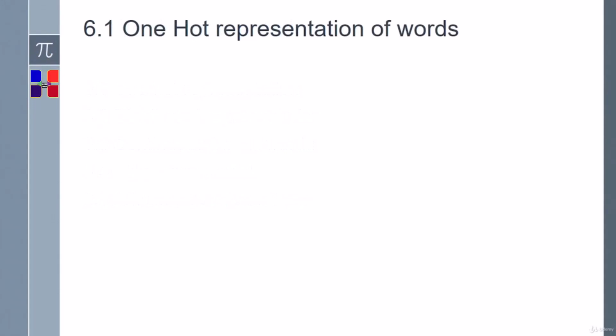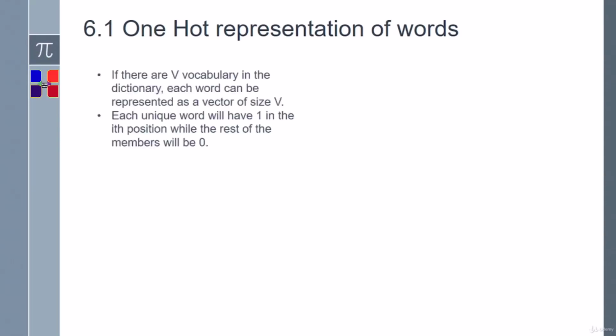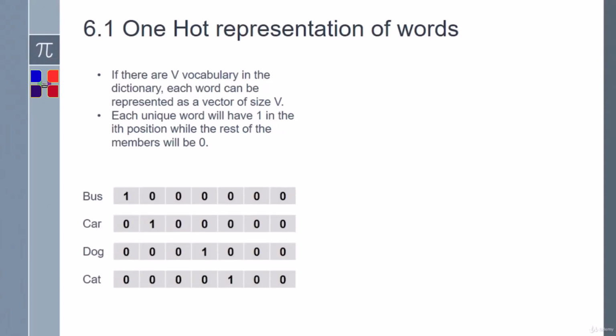Okay, so one of the basic ways to represent a word is what is known as one-hot representation, and this is very simple, very primitive. The concept is that if there is a vocabulary in a dictionary, then there could be a vector of size V, and each word in the dictionary can represent one value of the vector, where one value is 1 and the rest are all 0. So very simple. This is known as one-hot representation of the word.